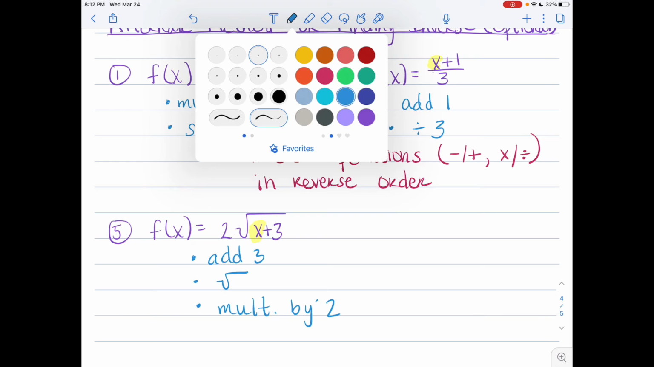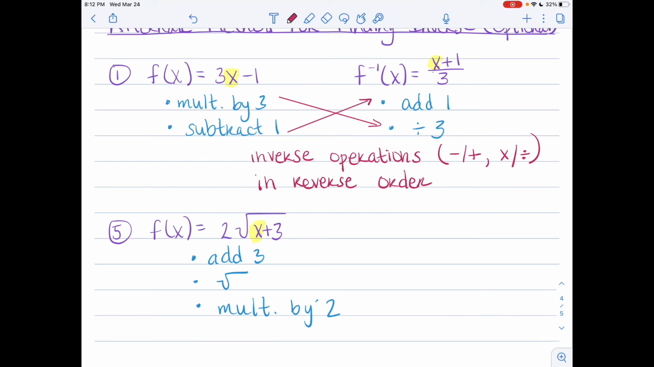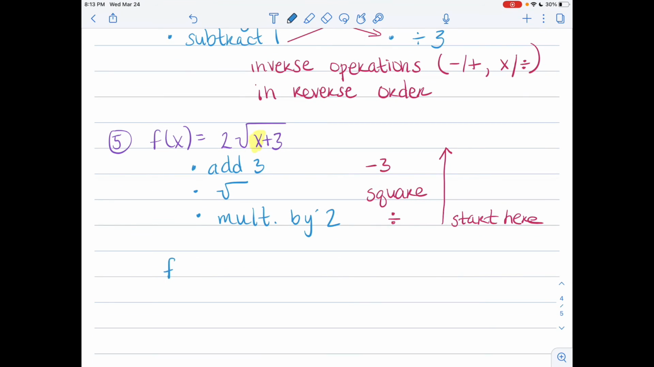Let's talk about the inverses of those operations. The opposite of adding 3 would be subtracting 3. The opposite of a square root would be squaring something. And the opposite of multiplying by 2 would be dividing by 2. So we're going to take those operations and go in reverse order and start at the bottom and create our inverse function. Talk about our inverse function, f inverse of x.